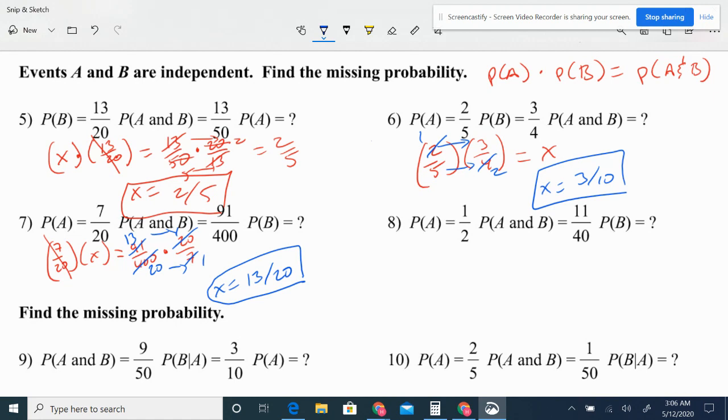When you type it, make sure you just type in the number. You don't have to type in X equals for the homework. Now let's take a look at number 8. Remember, I'm doing the formula: probability of A times probability of B equals probability of A and B. All right, so probability of A is 1/2.